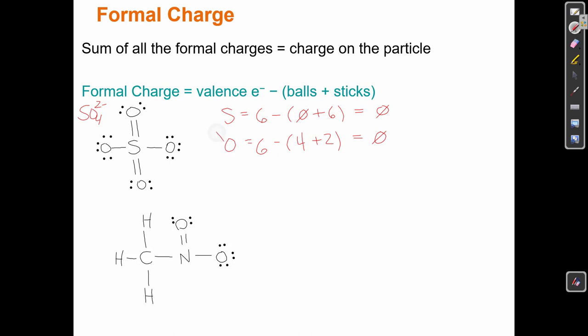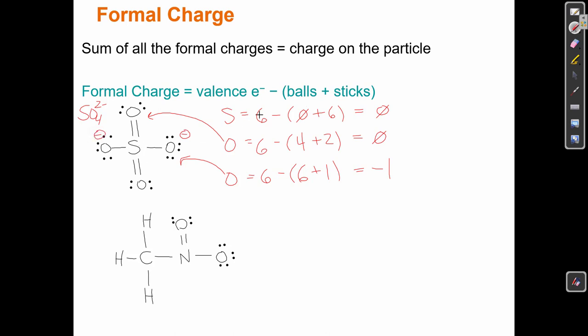Now let's do, and I'll just point to it, this one. Now let's do this O. So oxygen always has 6 valence electrons because its place in the periodic table isn't going to change. So now let's see, balls, this one has 1, 2, 3, 4, 5, 6 balls plus how many sticks? 1 stick. So 6 minus 6 plus 1, 6 minus 7 equals negative 1. So this one over here is in the same situation. It has 1, 2, 3, 4, 5, 6 balls and 1 stick, just like this one does. So we can say that this oxygen is negative, and this oxygen is negative.